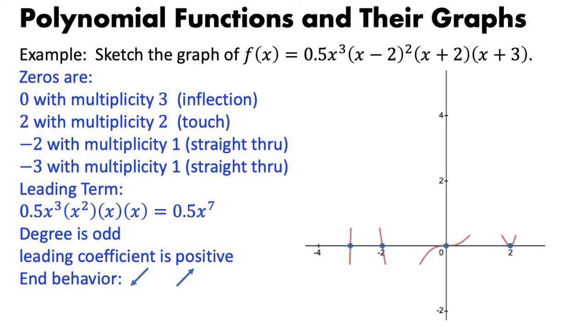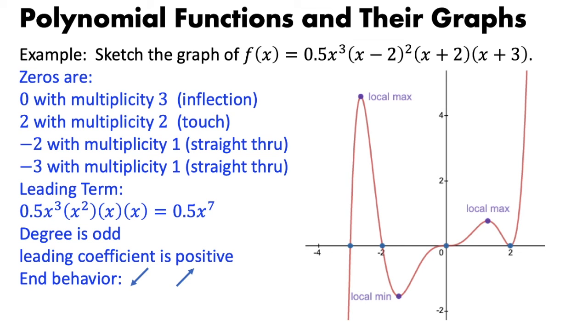There will be an inflection at 0 since the multiplicity is 3. At negative 2, the graph will go straight through negative 2. And at negative 3, the graph will go straight through negative 3. And it goes to negative infinity as x approaches negative infinity. So we should have this graph with local maximum and minimum as shown.